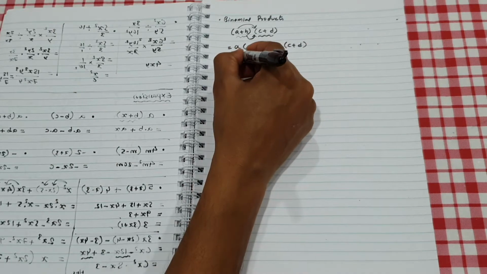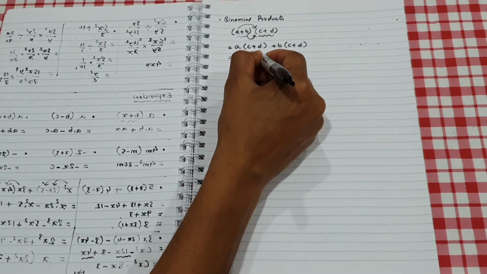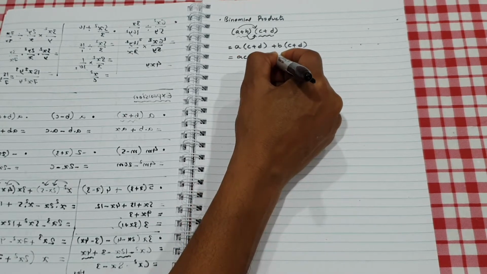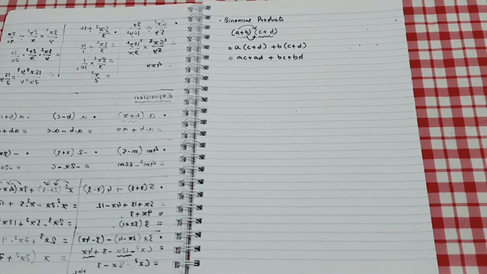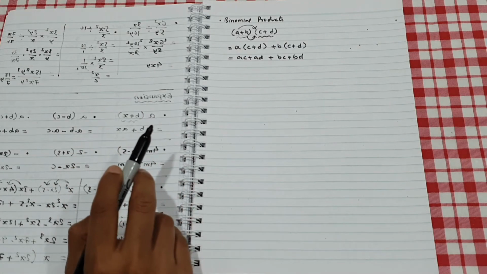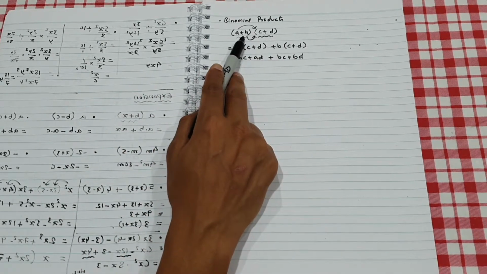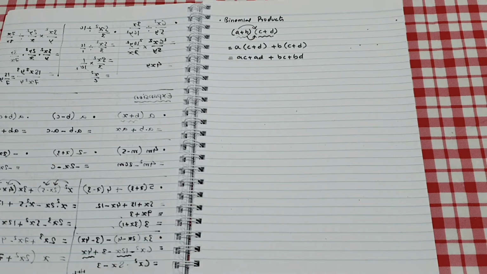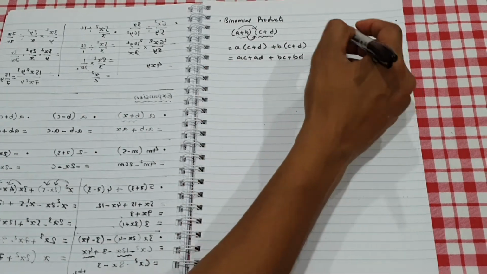Now we'll expand based on whatever we learned in the previous topic. AC plus AD plus BC plus BD. If there are similar terms, we'll simplify, otherwise we'll leave it like that. Okay, so that's how it is. So basically what you do is you multiply the first term in the first bracket by the entire second bracket. Similarly, you take the second term and multiply it with the entire second bracket. Let's take some examples.